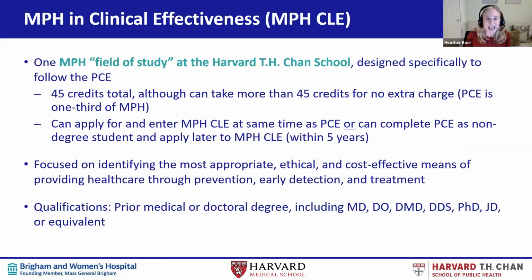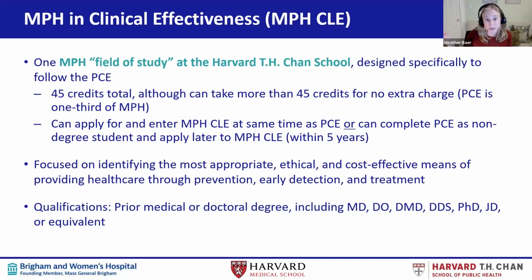So as I mentioned, the MPH in clinical effectiveness is just one MPH field of study. So there are a number of other fields of study at the School of Public Health, but this one was designed, again, specifically for students who are coming from the program in clinical effectiveness. So the MPH in clinical effectiveness, like many other MPH programs at the school, is 45 credits total, or 45 credits minimum, I should say.